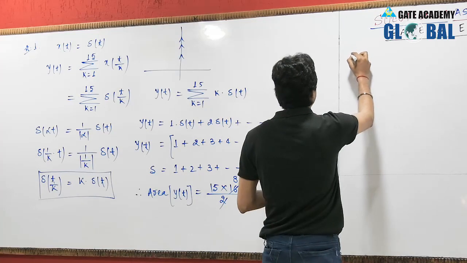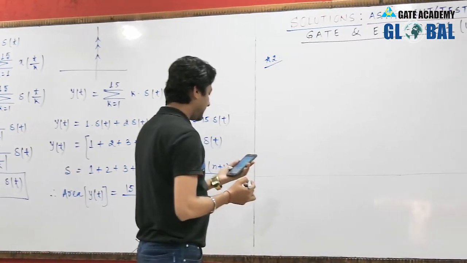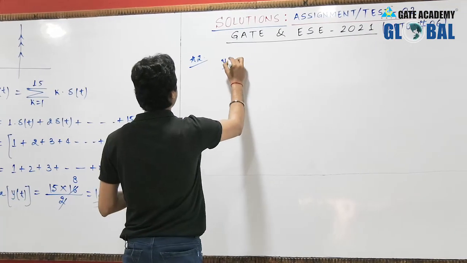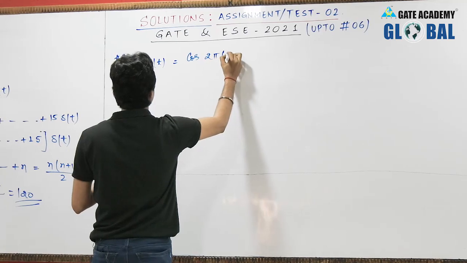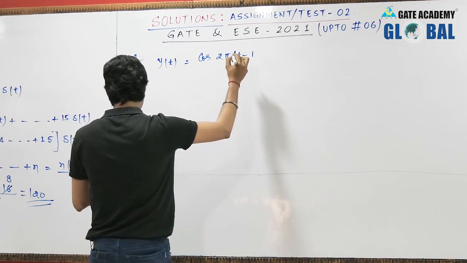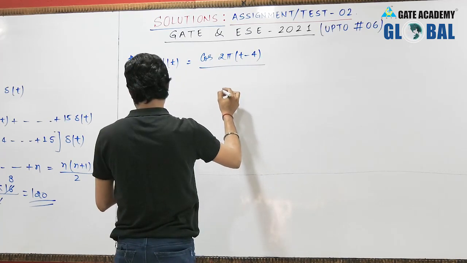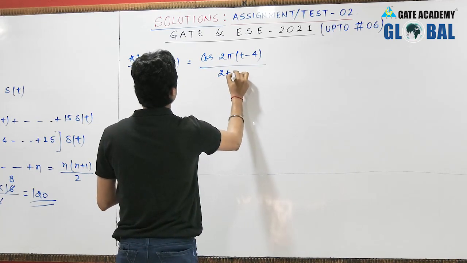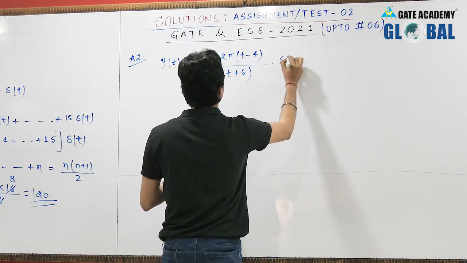The next question, question number 2, is: we have to obtain the value of y of t, that is cos of 2 pi times t minus 4, divided by 2t plus 6, times del of t minus 2.